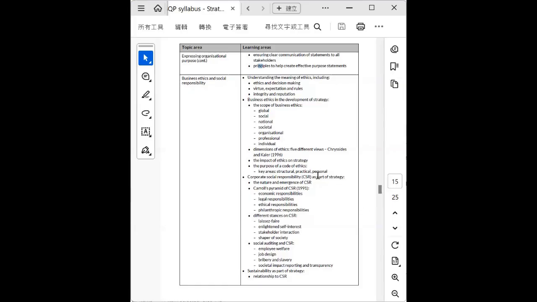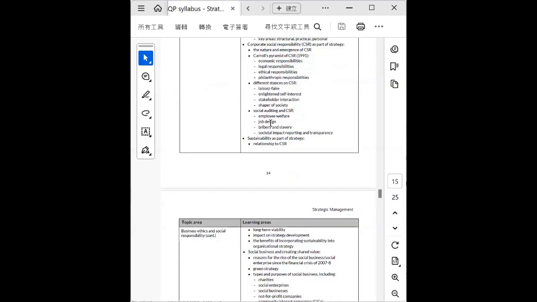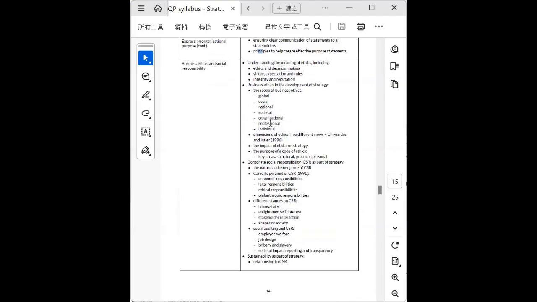So there are some topics in here. For example, you have to understand what ethics is. Explore how the ethical principles will guide the decision making and shape the reputation. Business ethics in strategy development will look at the ethical considerations, right? Look at the global, social, and the individual levels.